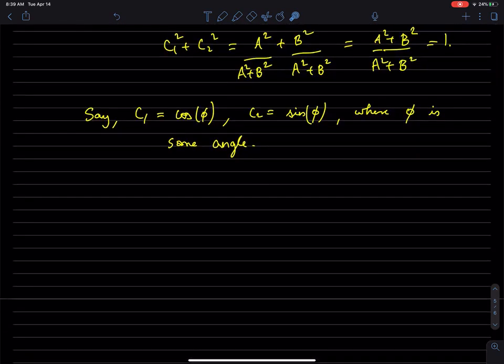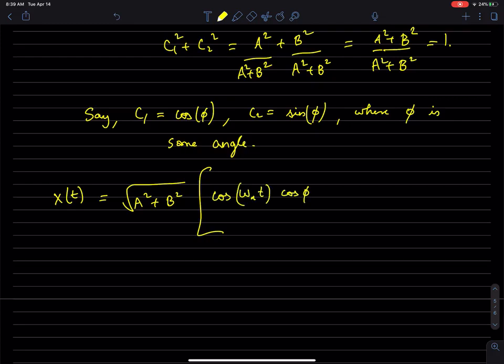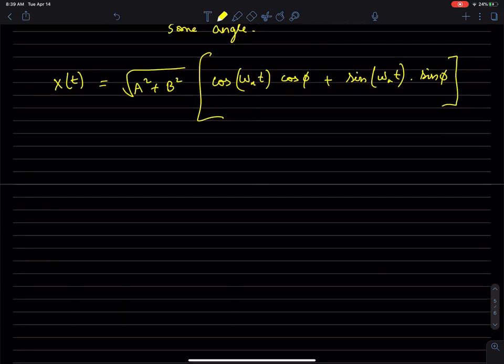So let's plug these expressions into this. What we have is x of t equals the square root of a square plus b square, and then within brackets we have cosine omega n t cosine phi plus sine omega n t sine phi. That's making progress.